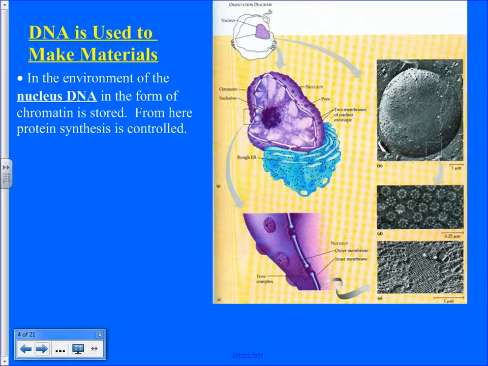All right, DNA. Deoxyribonucleic acid. We'll talk a little bit about that for AP as well. It's one of our extra lessons. In the environment of the nucleus, DNA in the form of chromatin is stored. So chromatin is basically the long, stringy strand, double-stranded helical molecule that you kind of associate with DNA.